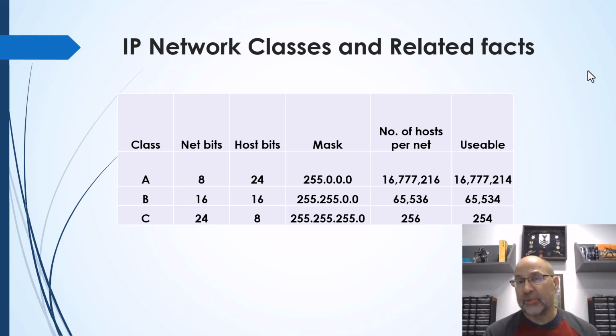And the reason that we subtract 2 from all of these, right, we saw this last video, is that you've got one address that goes for the network ID and one address that goes to the broadcast ID, so we don't assign these to hosts.